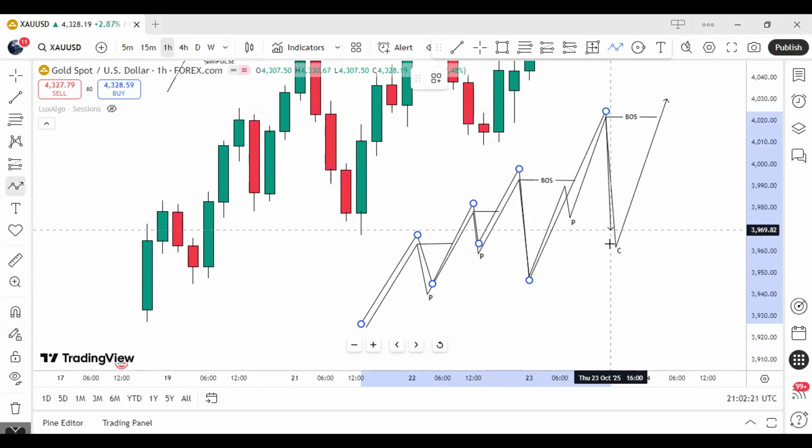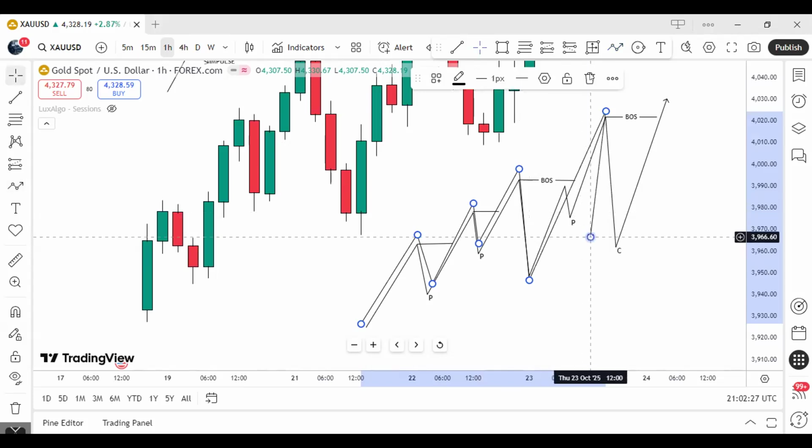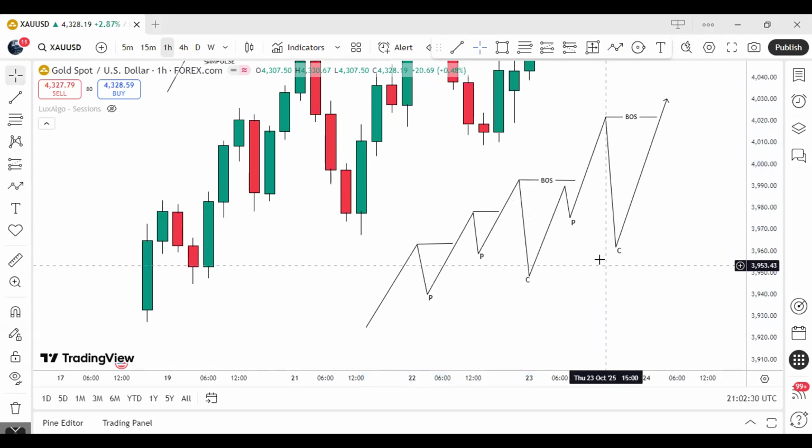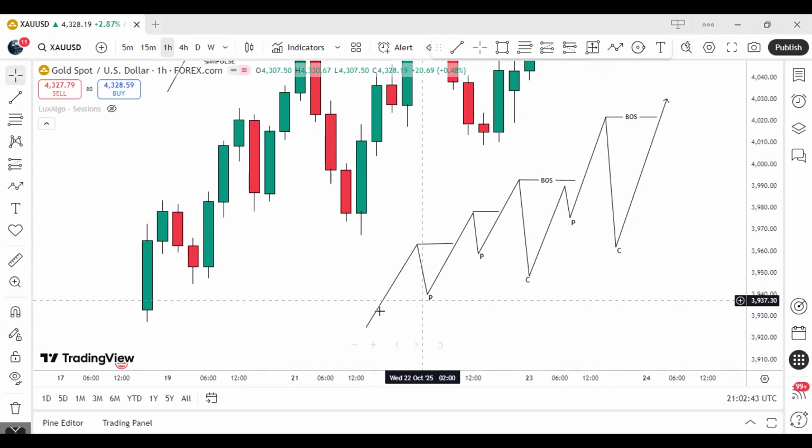This is a corrective move. Why? Because it took out this pullback here. So when price reverses and takes out a pullback, then we can say we have a corrective move. We have a correction. And that zone becomes the strong low of the market. Do you understand? Very simple, right?